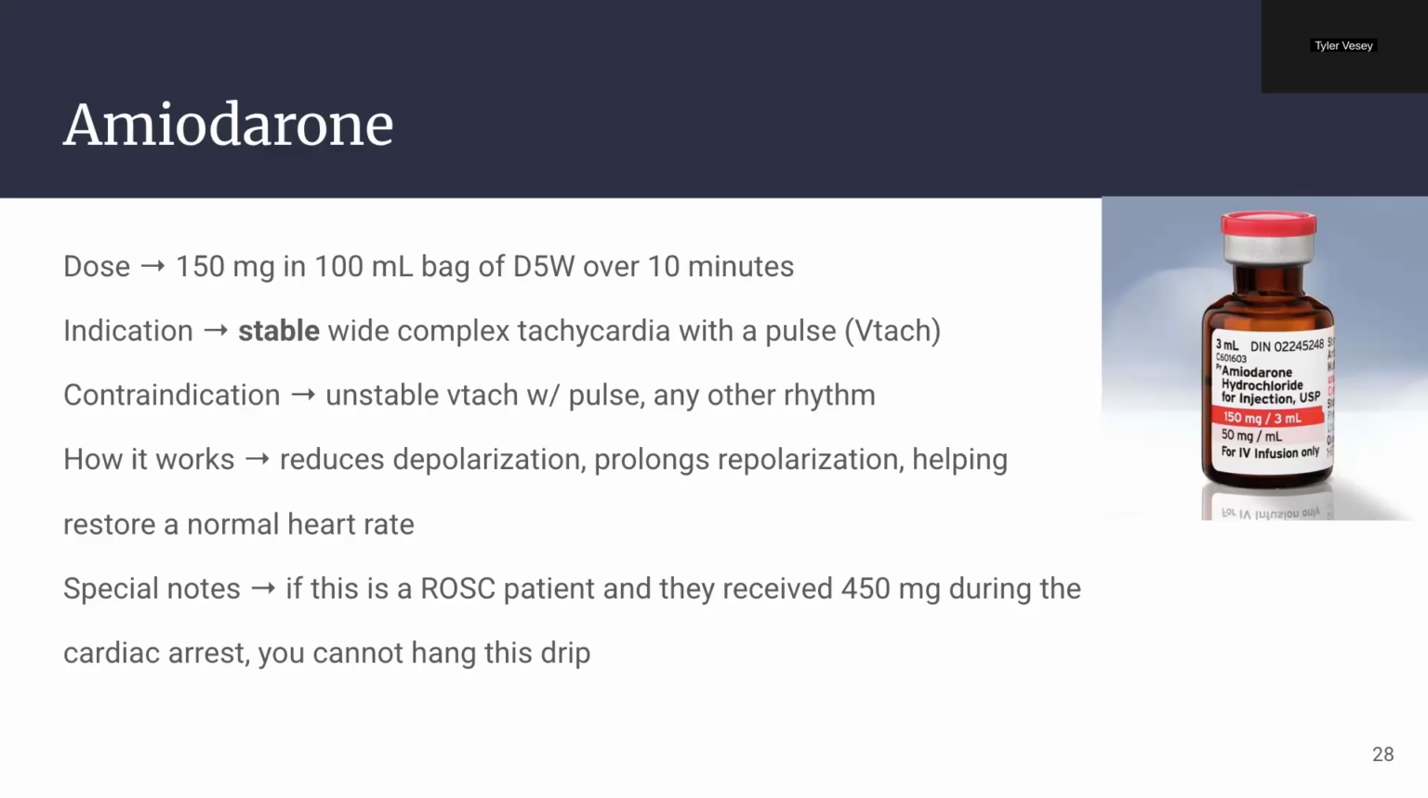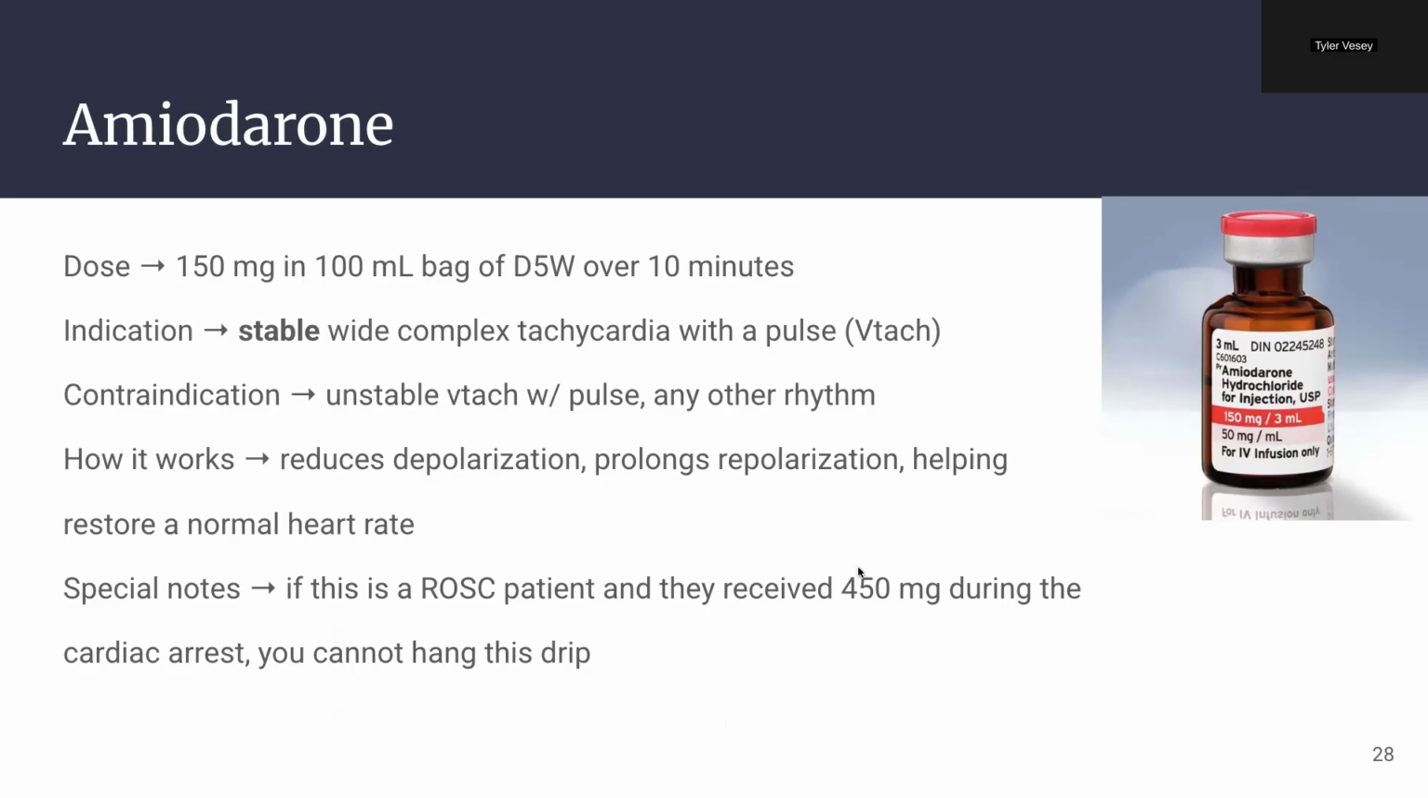This reduces depolarization and prolongs repolarization, which helps bring the heart into a more normal heart rate. By reducing depolarization, we're not firing the signal for the heart to contract so fast. And prolonged repolarization means we're going to take more time to reset the heart's electrical activity to get prepared for the next beat. So that's a very vague general overview of how amiodarone works.